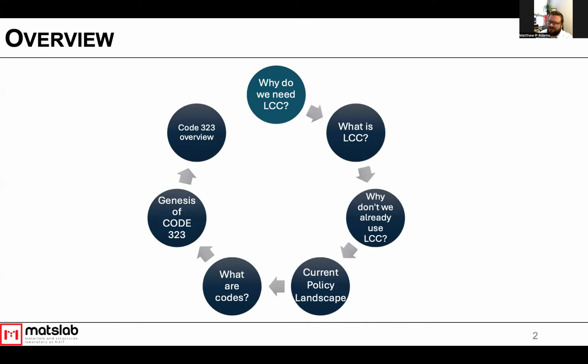So today we're going to talk about low carbon concrete. What is it? Why don't we use it? A little bit about our policy landscape, and then getting into the code.